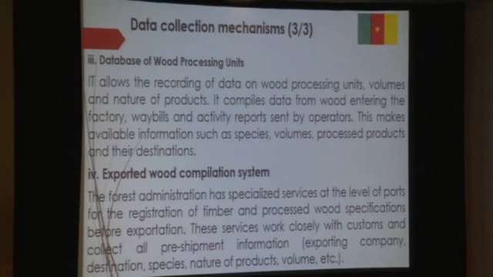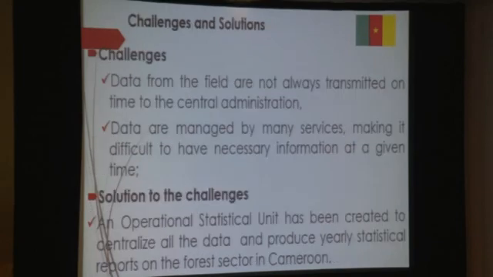And lastly, I would love to mention the exported wood compilation system. The Forest Administration has specialized services at the level of ports for the registration of timber and processed wood specifications before exportation. These services work closely with the customs services, and they collect all pre-shipment information, like exporting companies, destination, species, nature of products, and volume.